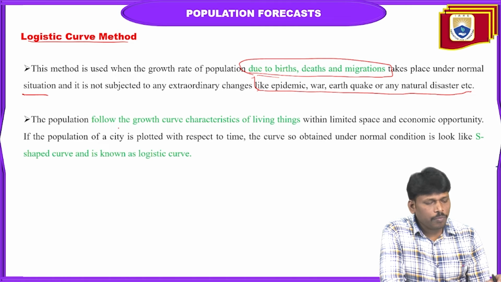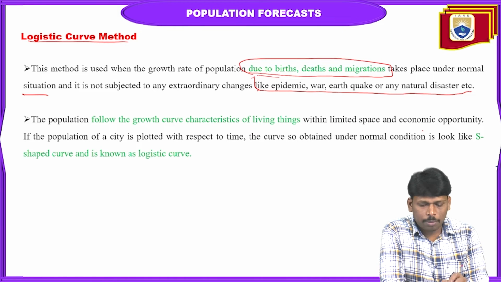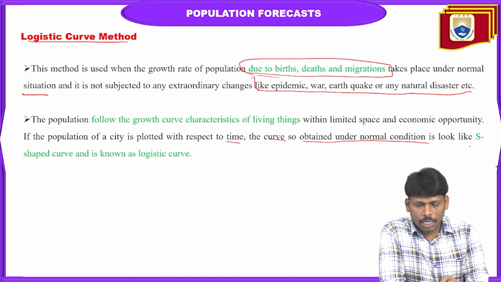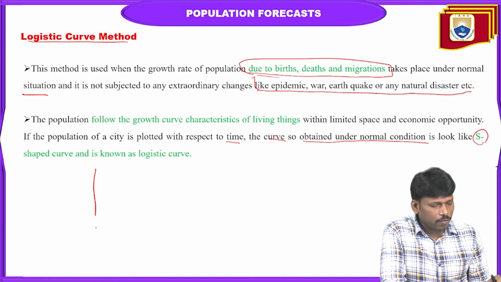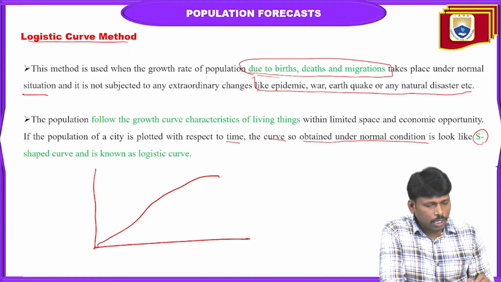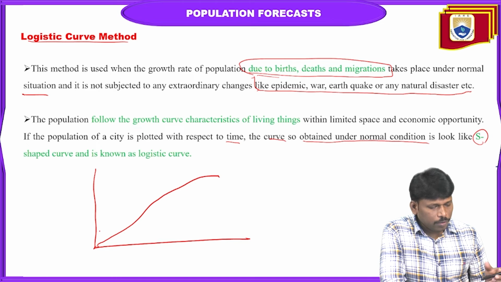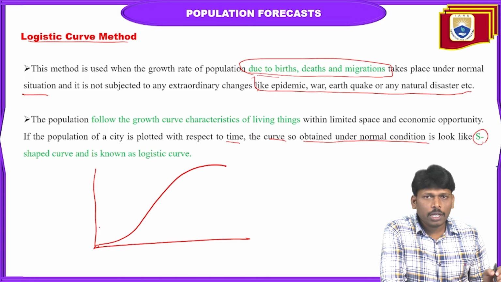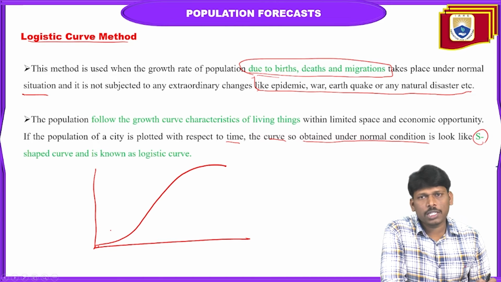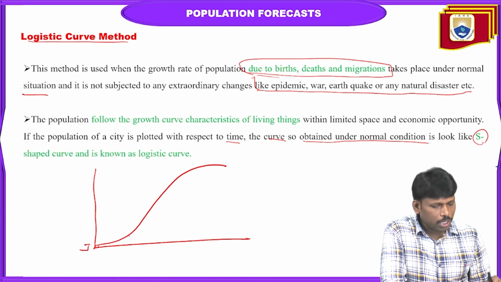Then the population follows the growth curve characteristics of living things with limited space and economic opportunity. If the population of the city is plotted with respect to time under normal conditions, we will get the logistic curve, like this. So the logistic curve actually shows the trend of the population of that particular city, from the starting to the end.